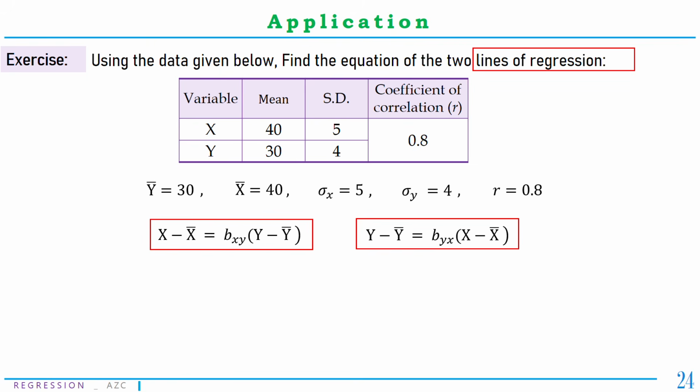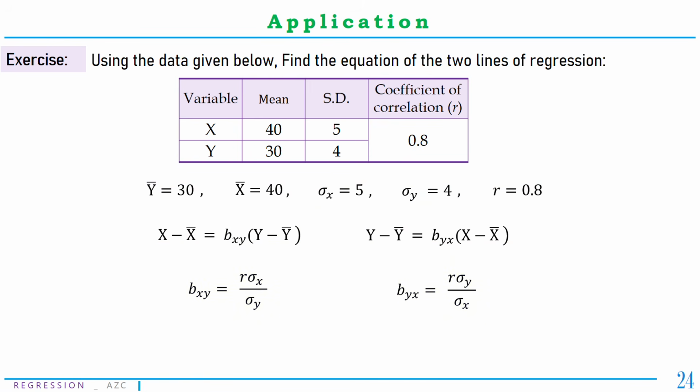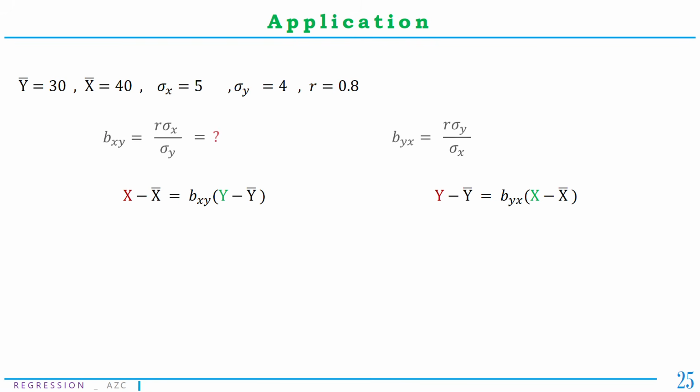To calculate the line of regression, we need the value of x bar and y bar, which is given in this exercise. Thus, only the values of bxy and byx are left to find. We have seen various equations to calculate the coefficient of regression in slide number 17, and from these, the equation that contains standard deviation and correlation is useful for this exercise. First, calculate the value of bxy.